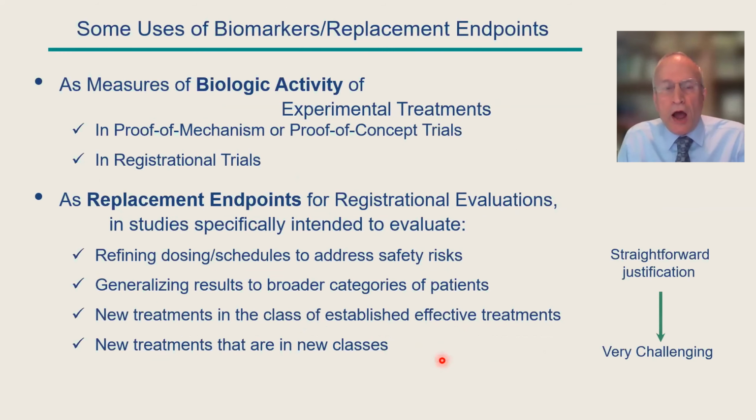What are some uses of biomarkers as replacement endpoints? A biomarker only needs to be a patient-level correlate to be useful for diagnosis and prognosis. It can also be a measure of biologic activity in a proof of concept trial, or supportive evidence in a registrational trial. The challenging issue is when we can use them as replacement endpoints for registrational evaluation. The situation matters. If it's simply refining the dose and schedule for an already established intervention, it could be rather straightforward to establish the utility of the biomarker. It could be for generalizing results to broader categories of patients, although we saw in the PAH setting that going from adults to children could still be problematic.